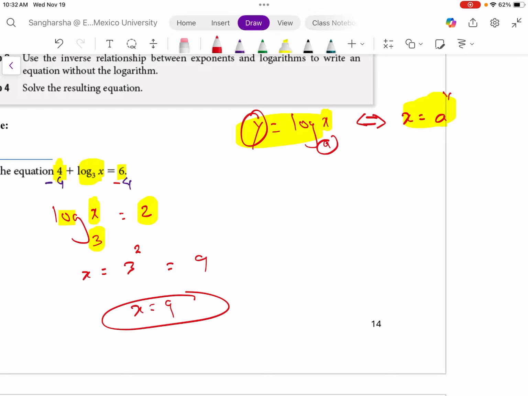So if we have a log expression equal to some constant number, then always rewrite that log equation into an exponential equation. Write down the x at first, then write down the base, then whatever you have on the other side goes to the exponent. And 3 squared is 9, which is the solution for this log equation. Any question on this equation?